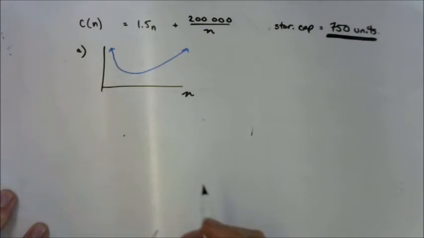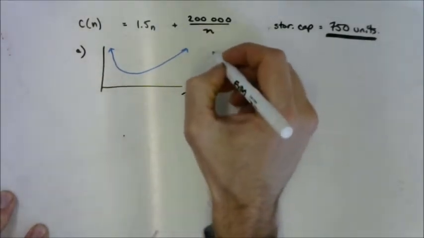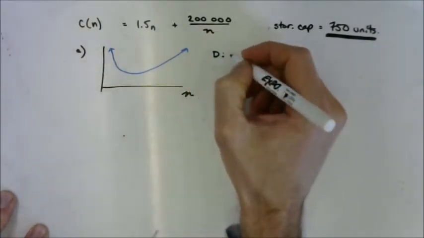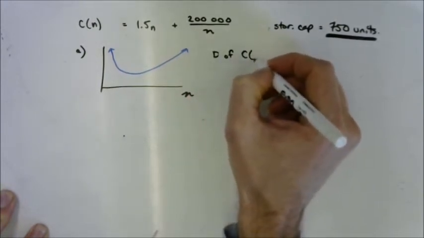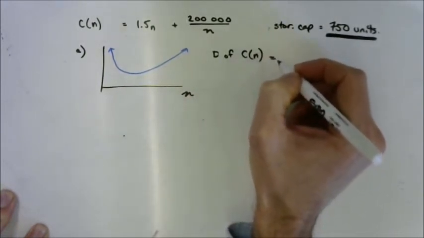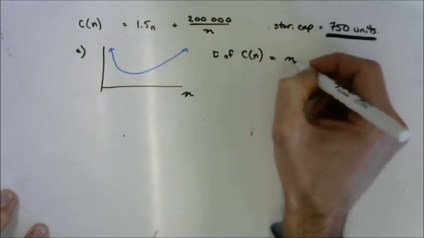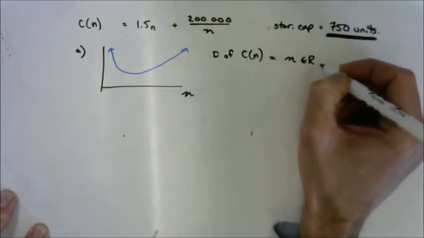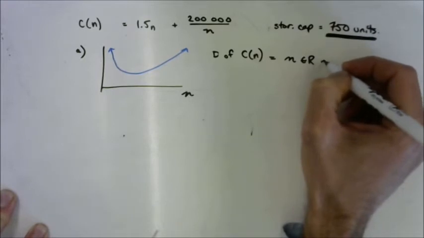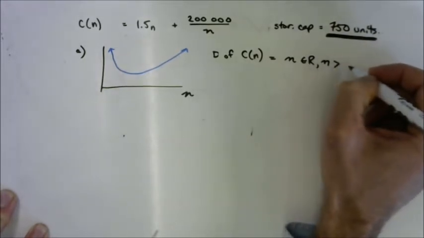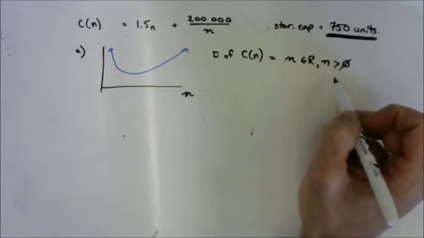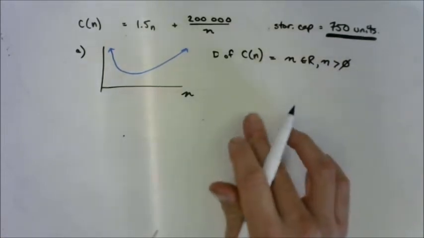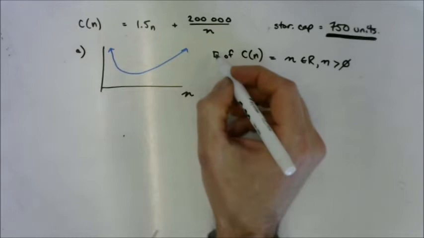So the domain, let's talk about the domain. The domain of C of n is n belonging to the set of real numbers such that n is greater than 0. Because we're storing computers, they're not going to store less than 0 computers. You can't have a negative number. Doesn't make any sense.